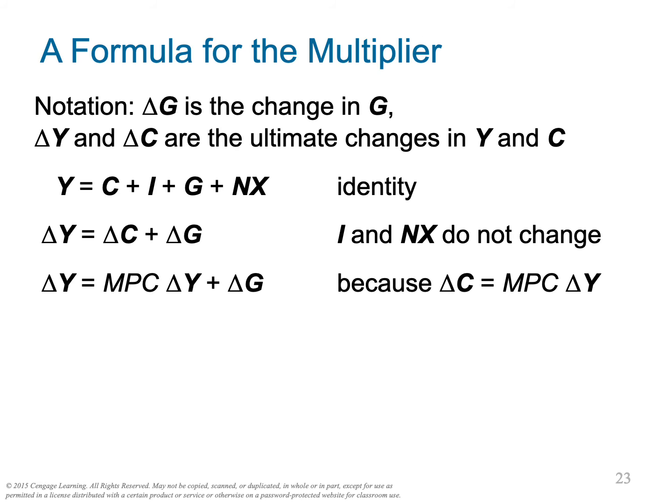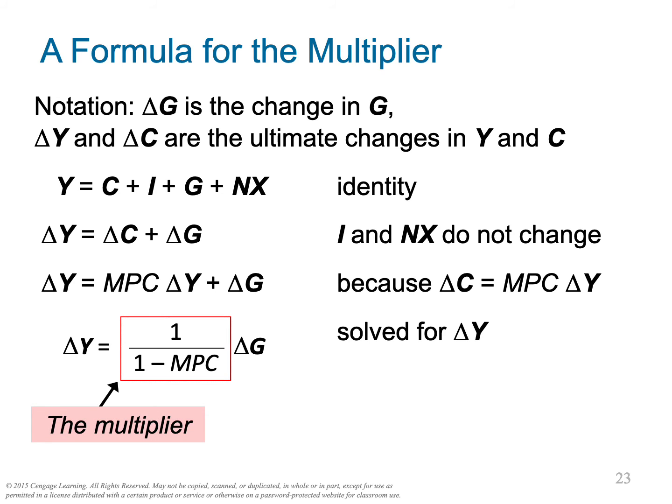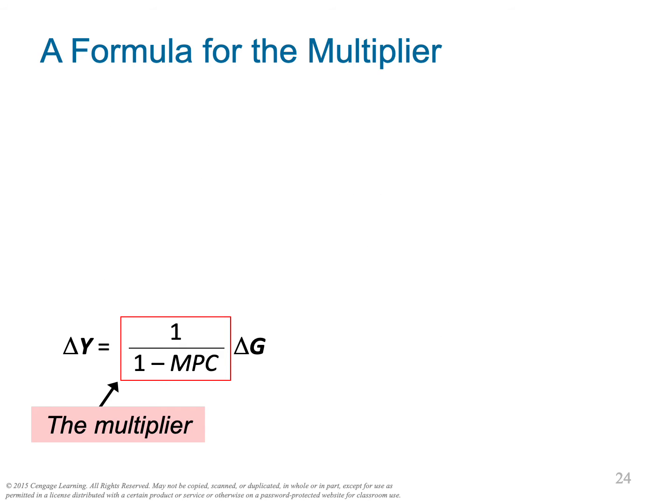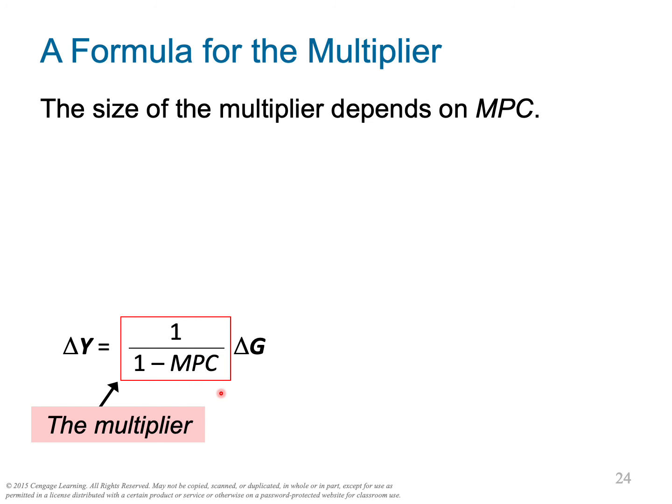And now we have basically one equation with two variables, and we can rewrite it. We can re-express it as delta Y equals 1 over 1 minus MPC times delta G. And this thing right here is the spending multiplier, the government spending multiplier. It tells us how big the multiplier effect is. So this multiplier, as we can see, depends on MPC.